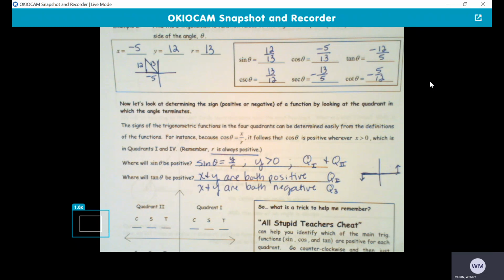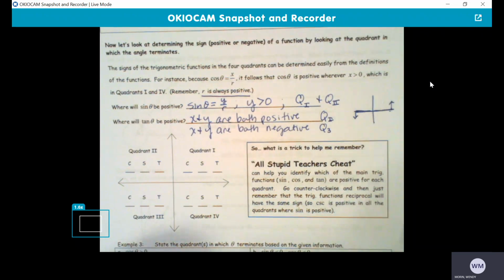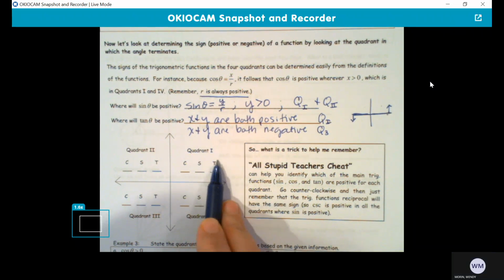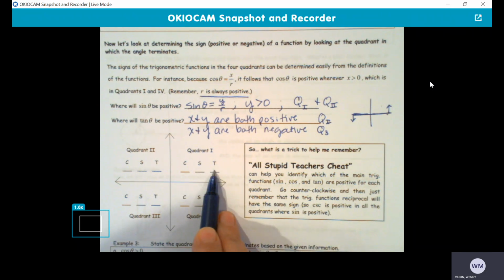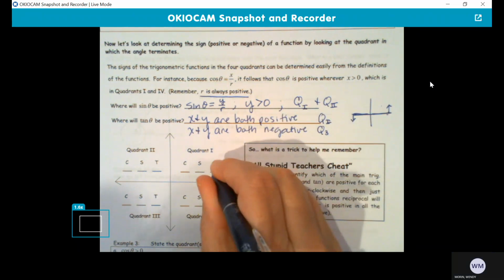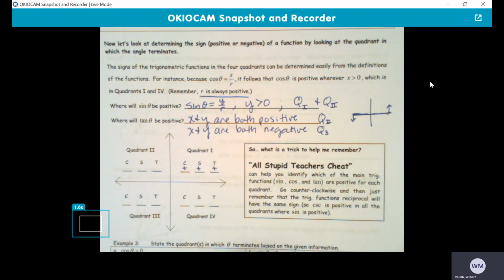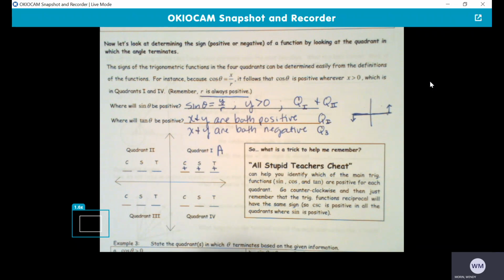Okay? So you're going to have to know where all your trig functions are positive and negative, in which quadrants. So let's take a look. Again, this is very important. In the first quadrant, tell me about tangent. In the first quadrant, tangent is positive. Sine is positive. Cosine is positive. All trig functions are positive in the first quadrant.